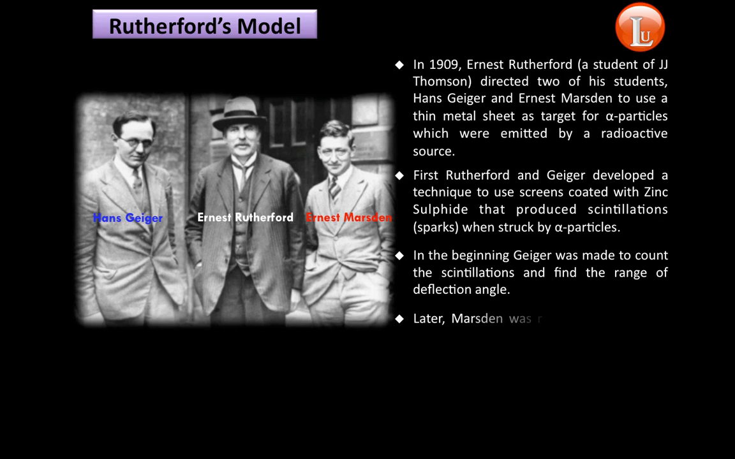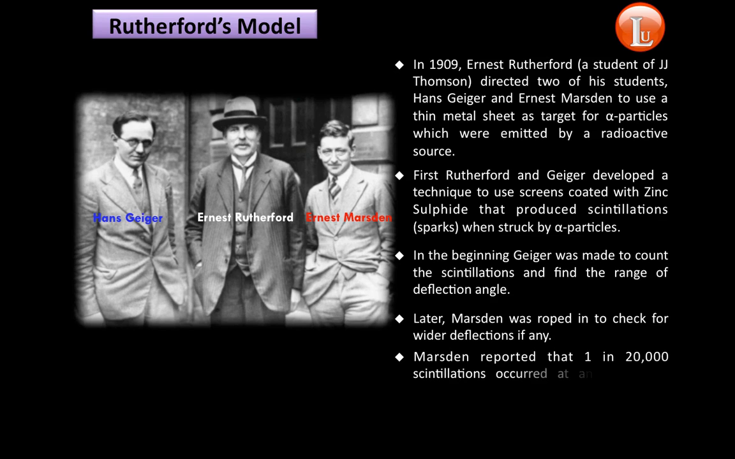On Geiger's request, Ernest Marsden, another student of Rutherford, was roped in to exactly observe the range of deflection angle and the number of such deflections. Marsden noted that the majority of alpha particles passed without deflection, while some showed small deflections. However, there was 1 in 20,000 alpha particles which suffered a deflection of more than 90 degrees.